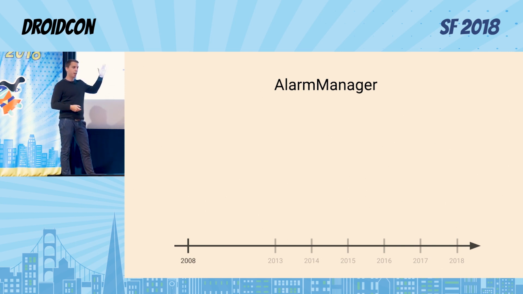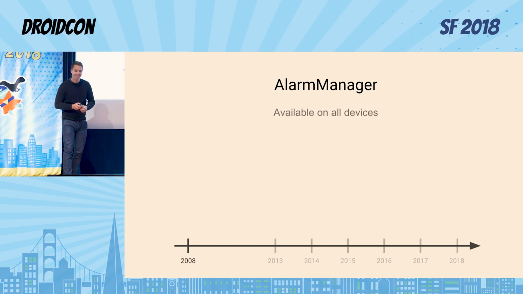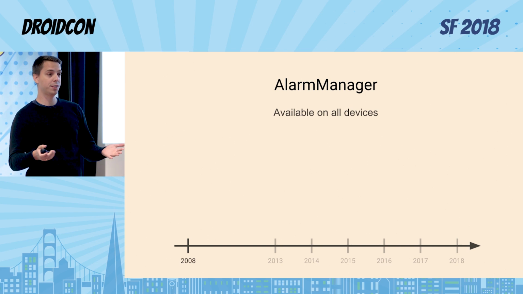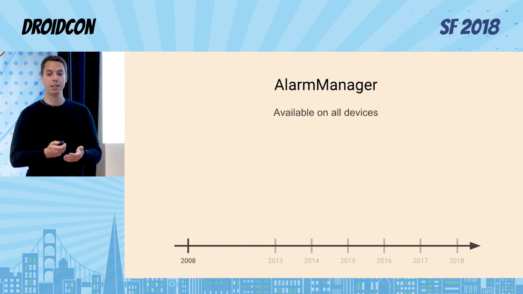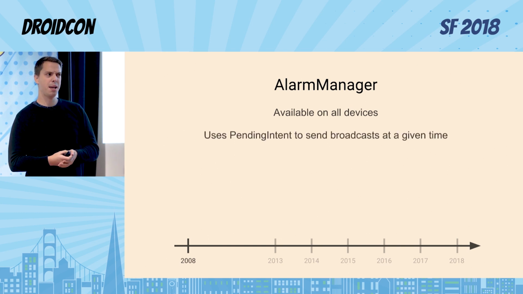Hands up, who has used AlarmManager in the past? Who is still using it? Oh, that's good. So the good thing first about AlarmManager is, of course, it was available since version 1, so it's available on all devices. And the API isn't that nice, but it's also not too difficult. You just wrap your intent inside of a pending intent, and then you tell the system, hey, please send this intent in 1 hour, 2 hours, or whatever. And then you can start your service or launch your broadcast receiver.